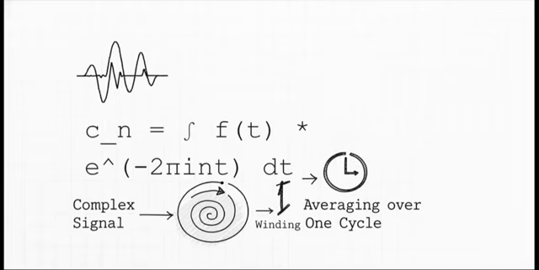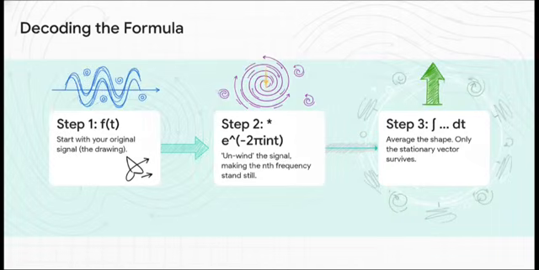Now I know, this can look pretty scary when you first see it, but I promise, if you just keep that winding machine analogy in your head, it's actually incredibly intuitive. All right, let's just walk through it. That f of t is just our original signal, the drawing, the sound wave, whatever. Then we multiply it by that e to the minus j omega term. That's our unwinder. It spins everything backward at the exact frequency n that we're looking for.